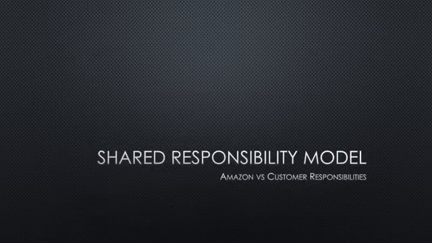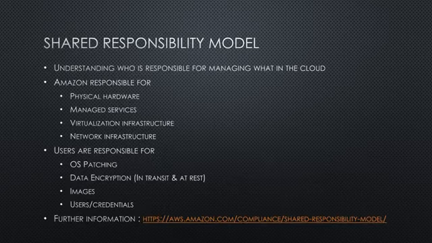We are going to move on then to the shared responsibility model. This pertains to what Amazon is responsible for in AWS and what you are responsible for. So it's important to understand where Amazon's responsibility ends and yours begins. Understand who's responsible for managing what in the cloud. For instance, Amazon is responsible for physical hardware, managed services, virtualization infrastructure, and network infrastructure. So Amazon is responsible for securing their data centers, and for making sure that the physical hardware is up and running properly.